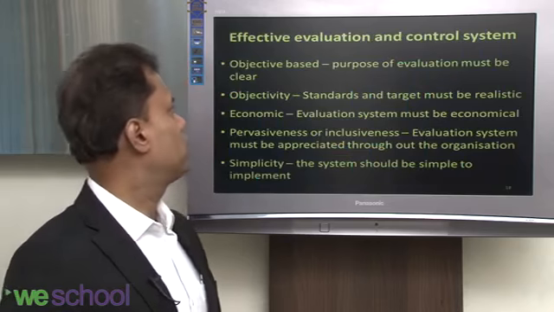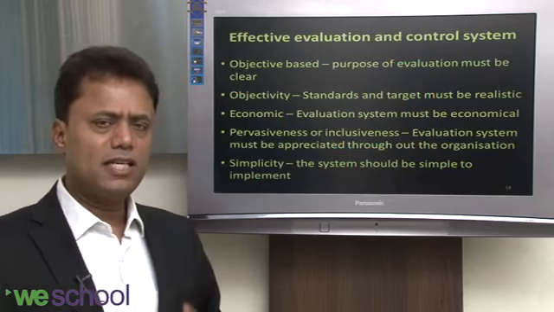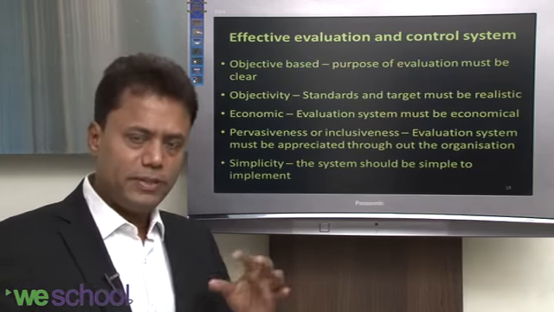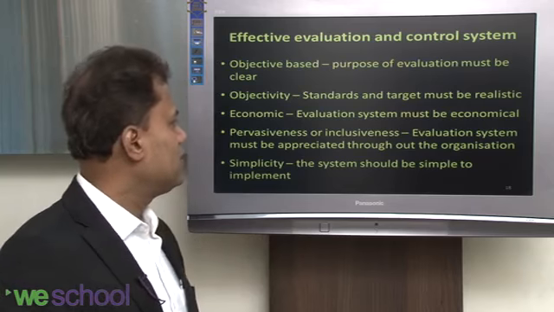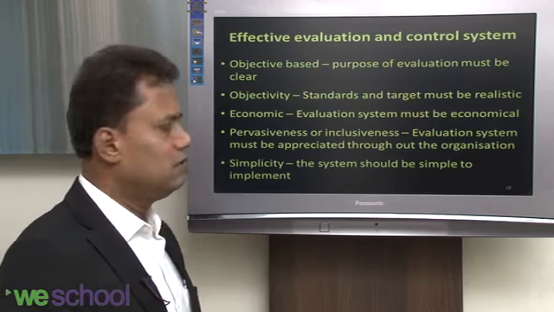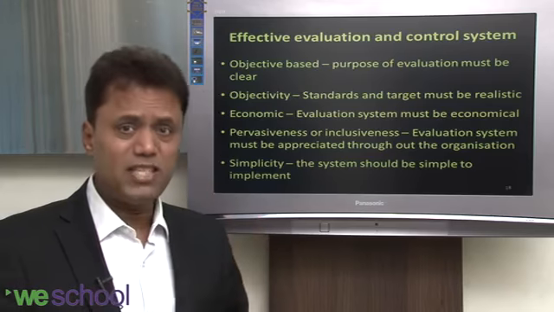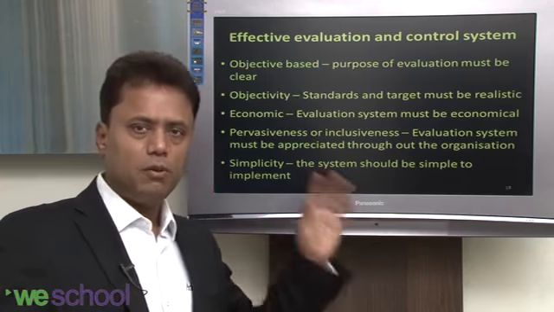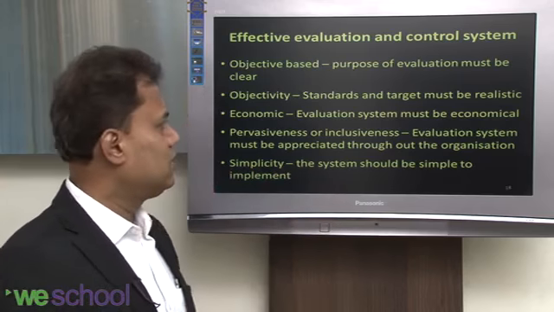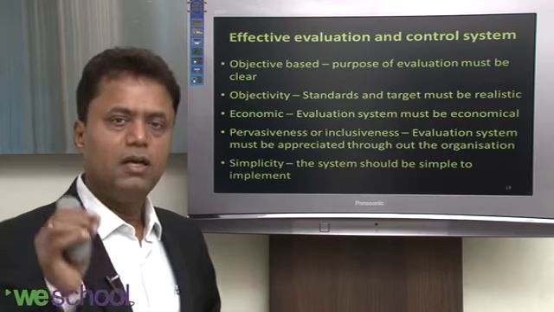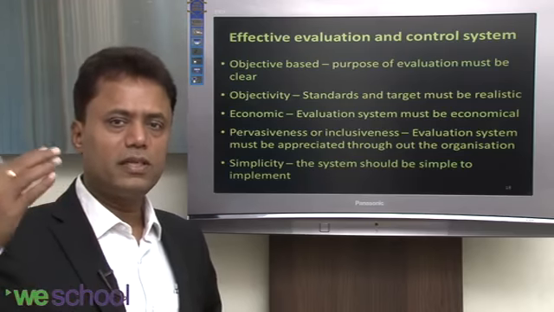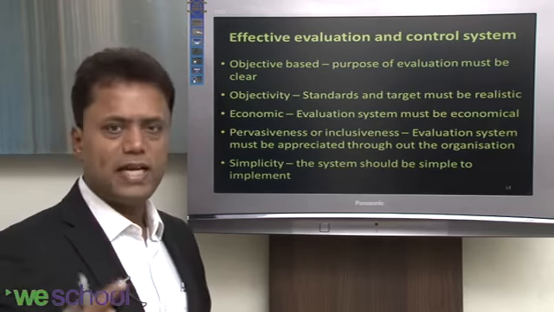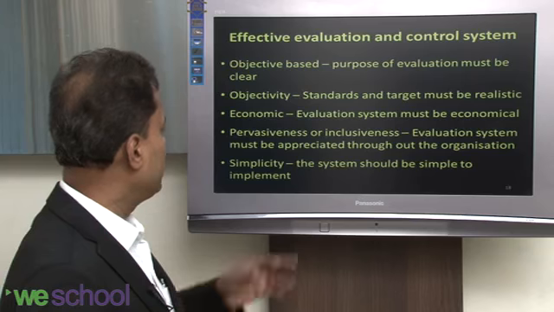Effective evaluation and control system. So that's what I said. It has to be objective based. Purpose of evaluation must be clearly defined in terms of metrics. Objectivity, standards and targets must be realistic. Objectivity is very important. No subjectivity. If it happens, then this will be achieved. Standards and targets must be realistic, achievable. If it is not achievable over a couple of quarters or three quarters or four quarters, then revise the standards or revise the strategy in order to meet the objective.